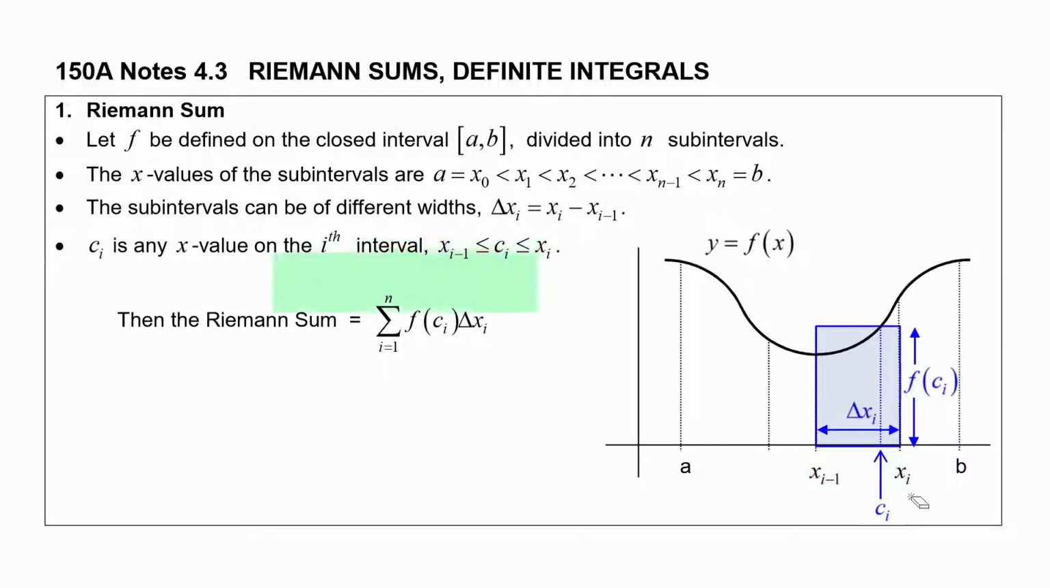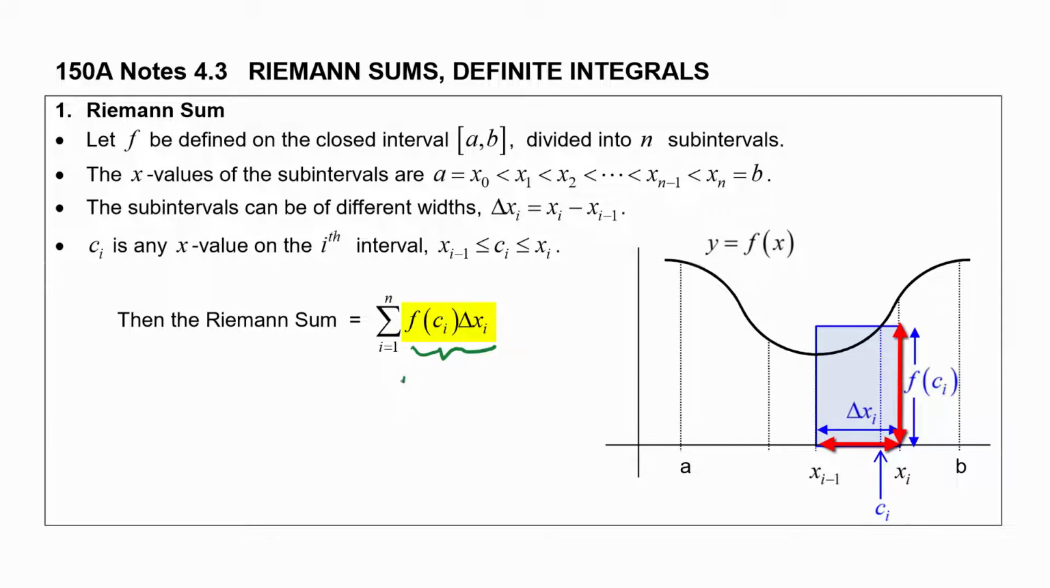Then the Riemann sum is equal to the summation i equals 1 to n of f of c sub i times delta x sub i. Every interval can have its own width. So you can see that this product right here just is the base of our rectangle, which is delta x sub i, times the height of our rectangle, which is f of c sub i.